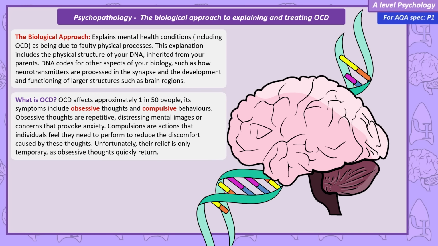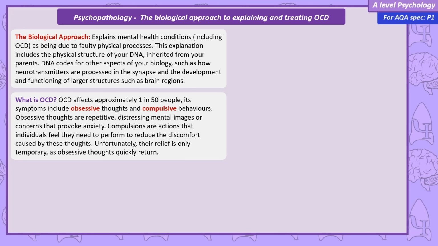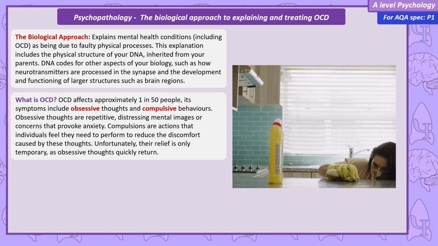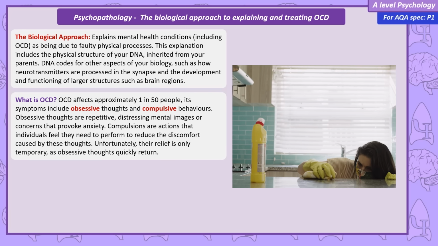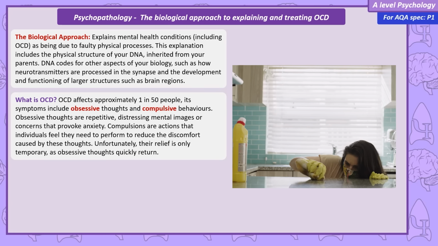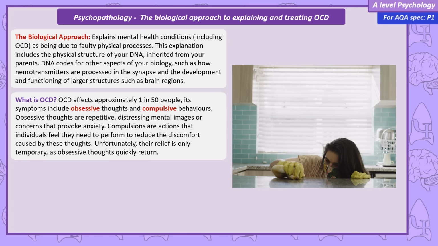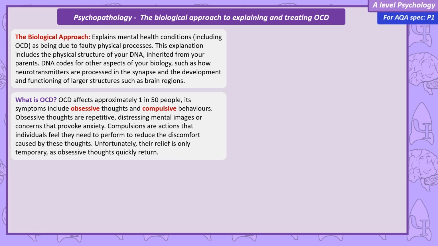You'll likely remember what obsessive-compulsive disorder is from my characteristics video, but as a quick reminder, OCD is a common mental health condition affecting around 1 in 50 people. These individuals have obsessive thoughts and compulsive behaviours. The repetitive and unpleasant obsessive thoughts are mental images, worries and urges that cause anxiety. Compulsions are the behaviours that the individual feels they need to act out in order to relieve the discomfort caused by the obsessive thoughts. Unfortunately, this relief is only temporary, and the obsessive thoughts soon return.